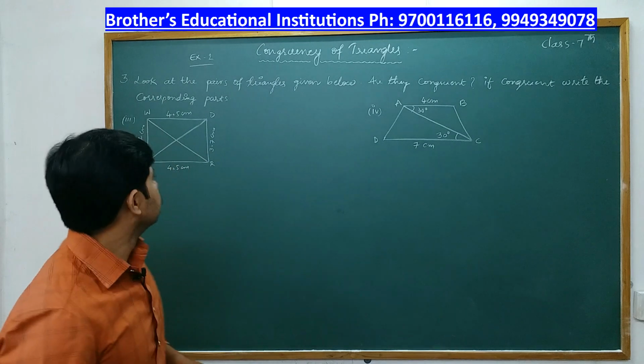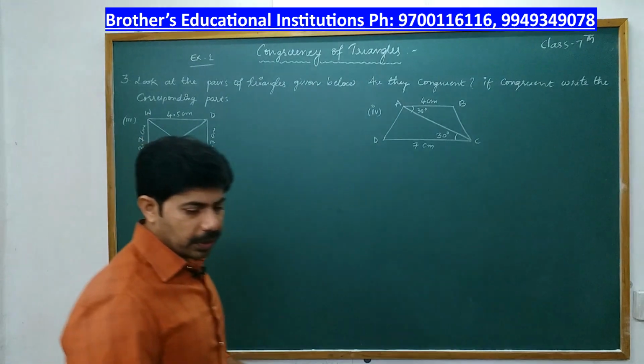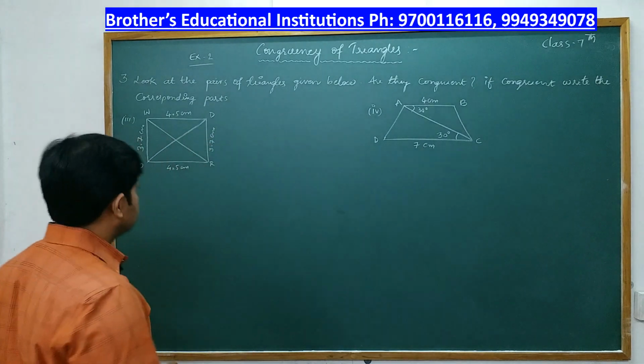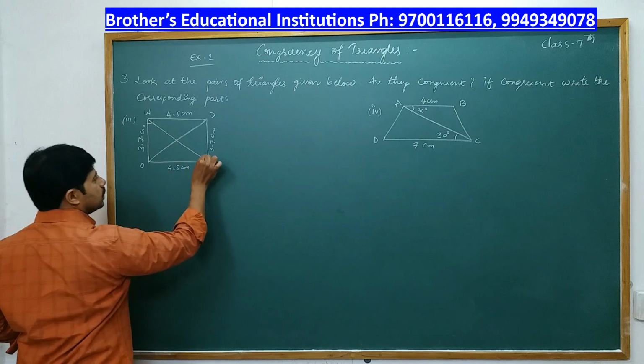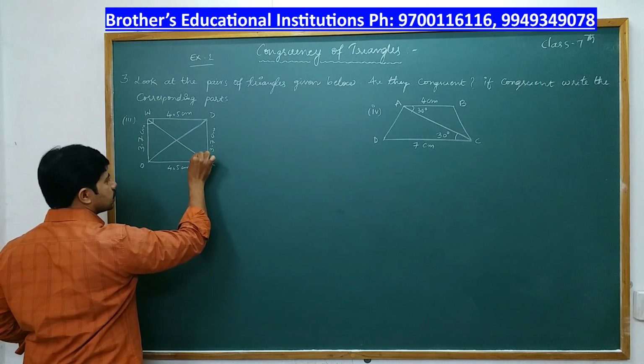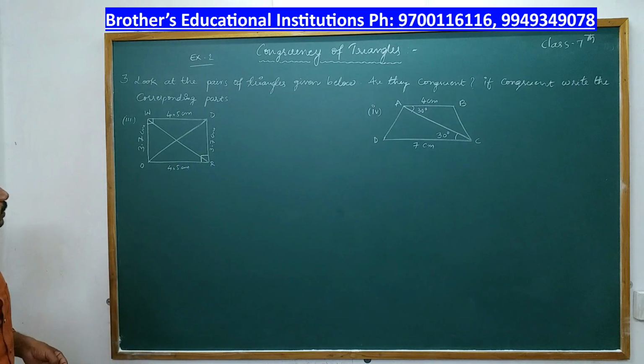Next problem. Look at the pairs of triangles given below. Are they congruent? So if they are congruent, write the corresponding parts. Now here this is a square. So in a square, the angle between adjacent sides is 90, so this is 90 degrees. Okay, so now what we do, we split the triangles. How to split these triangles?